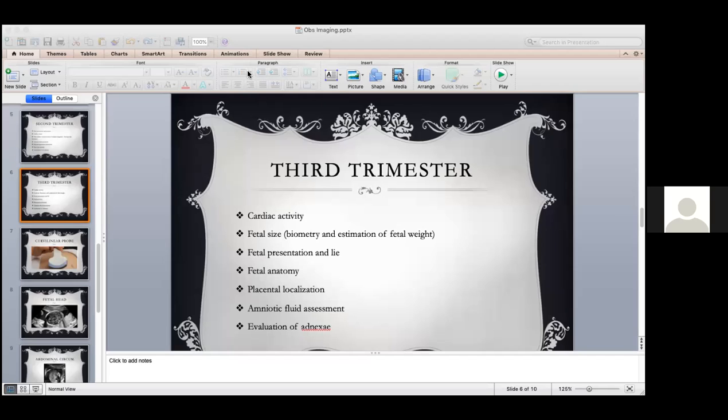Anything above 25 is polyhydramnios. Anything less than 8 is oligohydramnios. So we normally grade the oligohydramnios. Less than 2 is severe oligohydramnios, 2 to 5 is moderate, and 5 to 8 is mild oligohydramnios. Okay.